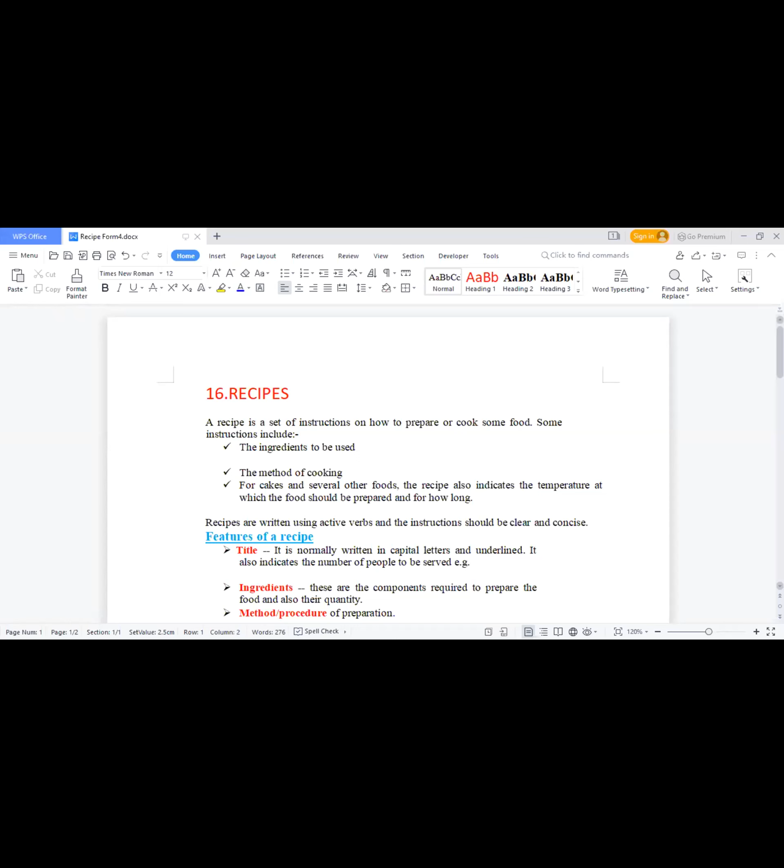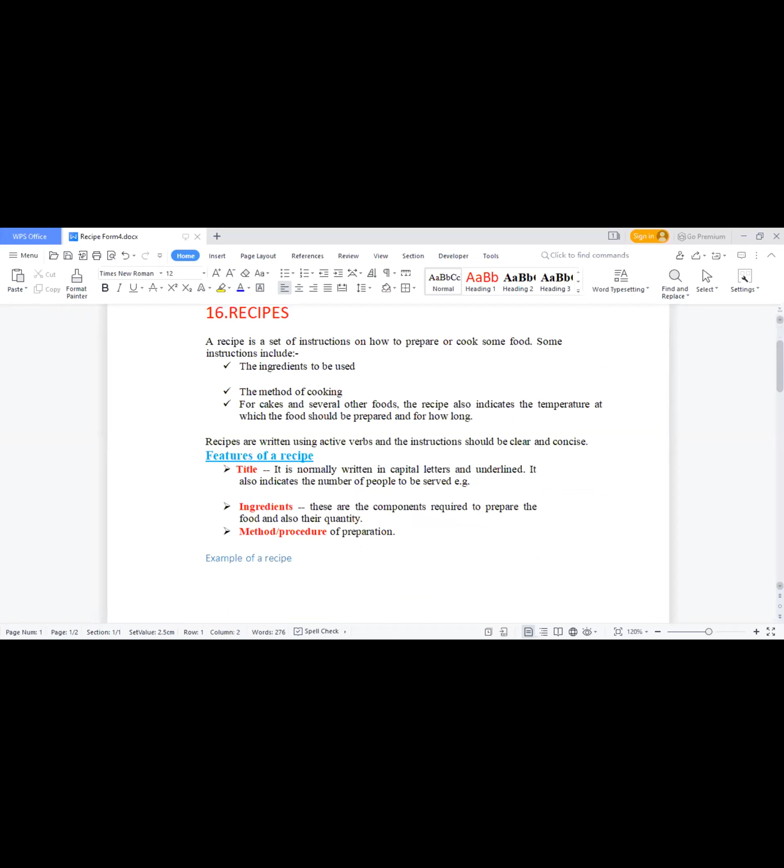So preparing a recipe, first you have to write the title. For any functional writing, especially for every functional writing, you have to include the title. What is this you are preparing? A recipe for this meal, and how many people does it serve? That is also included in the title. For example, a recipe for cooking white rice, it serves 2 people. The title is usually written in capital letters and underlined.